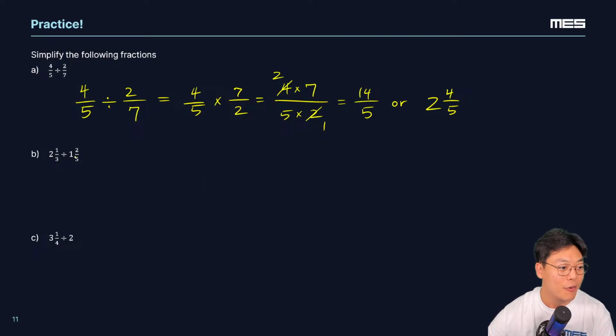Amazing work. For letter B, how can we rewrite this to make this look more familiar so that we can actually solve it with our methods for dividing fractions? What's the first step you would take here? Because right now it's not written in a way that we're comfortable with, that we've worked with so far. These are both mixed numbers, so maybe we can rewrite them as improper fractions. And in that case, what would my two improper fractions be?